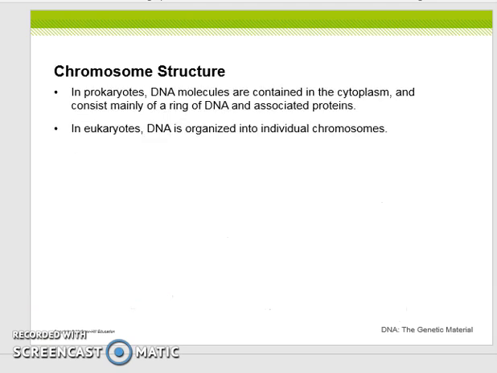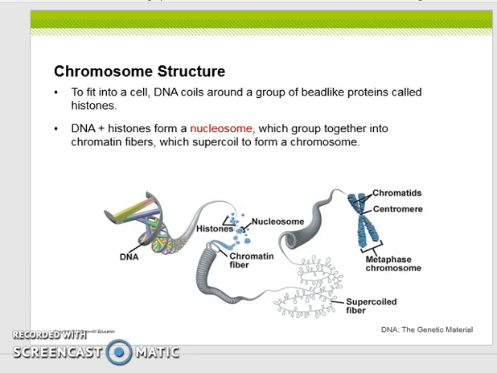In prokaryotes, it's worth noting that DNA molecules are contained in the cytoplasm and consist mainly of a ring of DNA and associated proteins. However, in eukaryotes, the new ones, us, it's organized into individual chromosomes and it's held in the nucleus. So this is the chromosome structure that you will need to be familiar with.